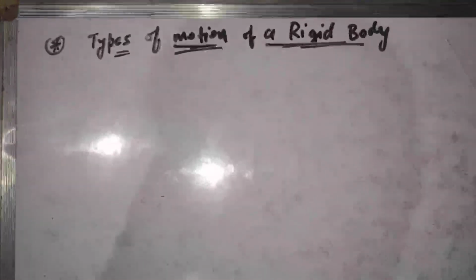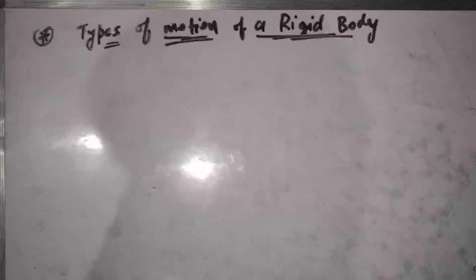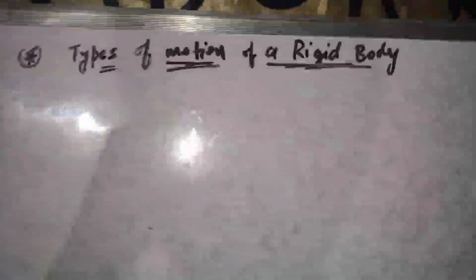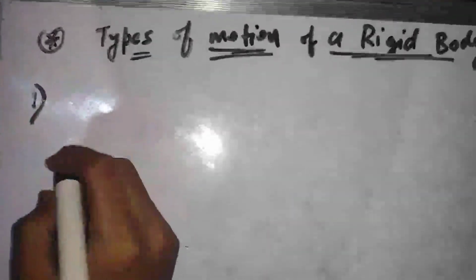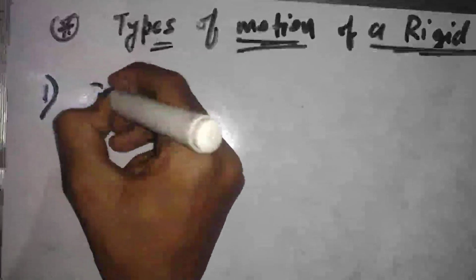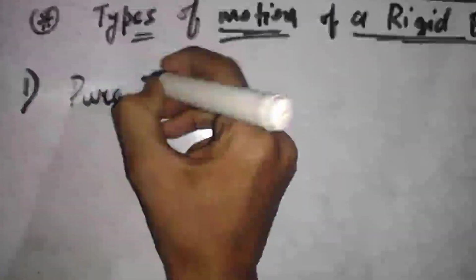Now we will learn about the types of motion of a rigid body. It is very obvious that there are two types of motion. The first type, which we have learned in class 11, is pure translational motion.